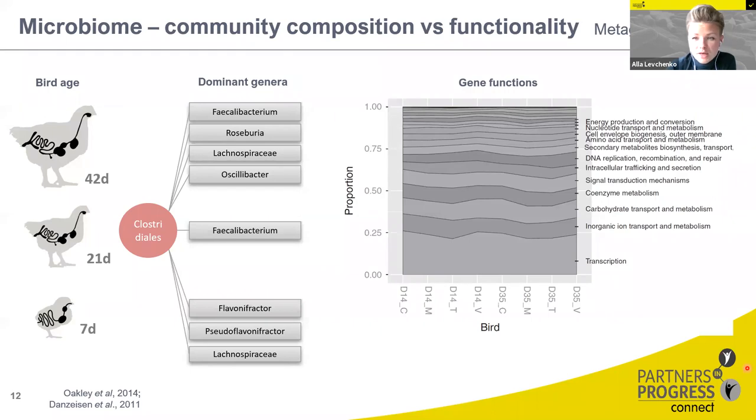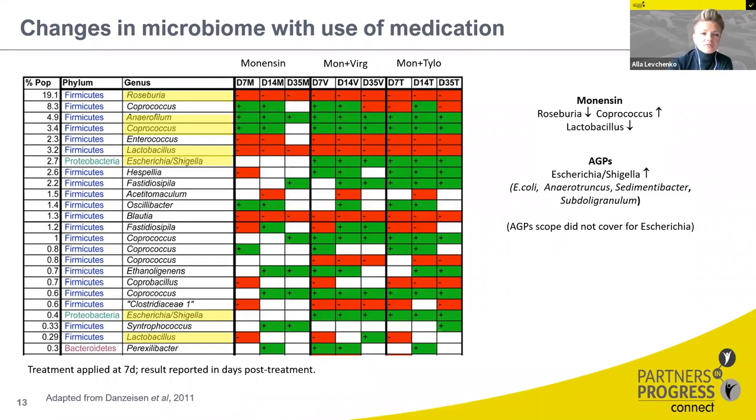And whilst maybe you have some questions already popping up in your head, let's have a look at a couple of more examples. This is a different study, and the objective here was to evaluate the effect of the coccidiostat monensin in combination with a low dose of antibiotics. The monensin was used, and the treatment was applied for 7 days. The checks were done 7 days post treatment. So there was monensin, monensin in combination with a low dose of virginiamycin, and with a low dose of tylosin.